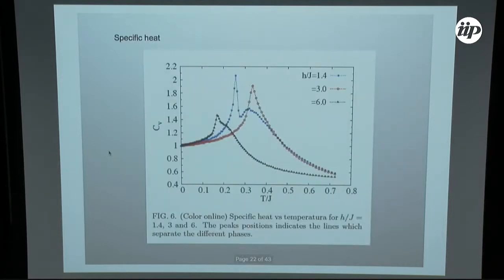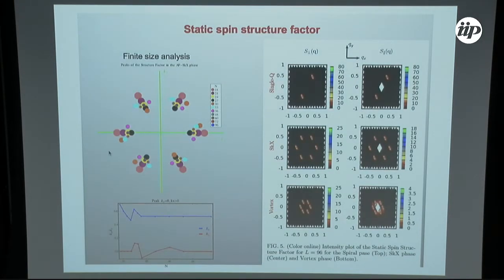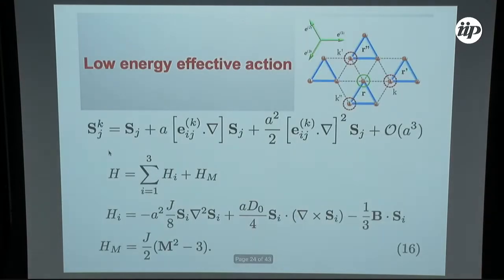Okay, let me say 2 words about finite size analysis. You remember when you have this Skyrmion lattice, you expect something like this for the structure factor. This is the structure factor for different sizes that you cannot see, but they go from 18 to 96. And if you analyze the position of the peaks as a function of the size, they stabilize for large system sizes.